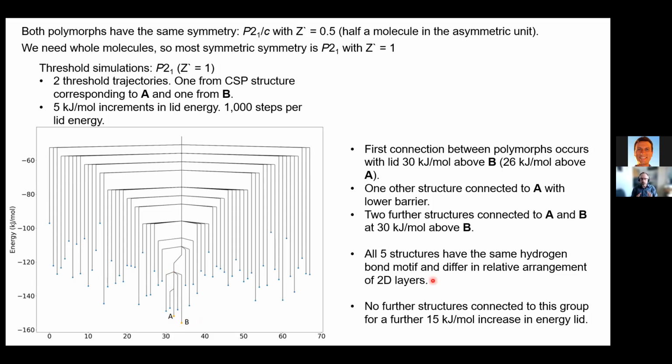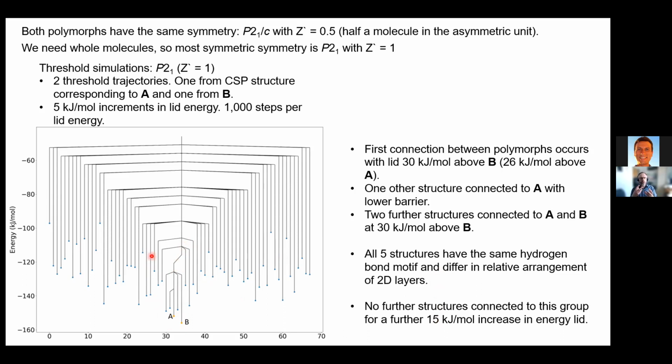If you visualize all of these, they all have the same two-dimensional hydrogen bonding that overlays perfectly. The only difference you see is different arrangements of those layers on top of each other. So relatively small energy barriers, because all you have are these changes in the stacking and aromatic interactions. Okay, no other structures get connected to this set of 5 for another 15 kilojoules per mole, and then you start to get other structures on your landscape.